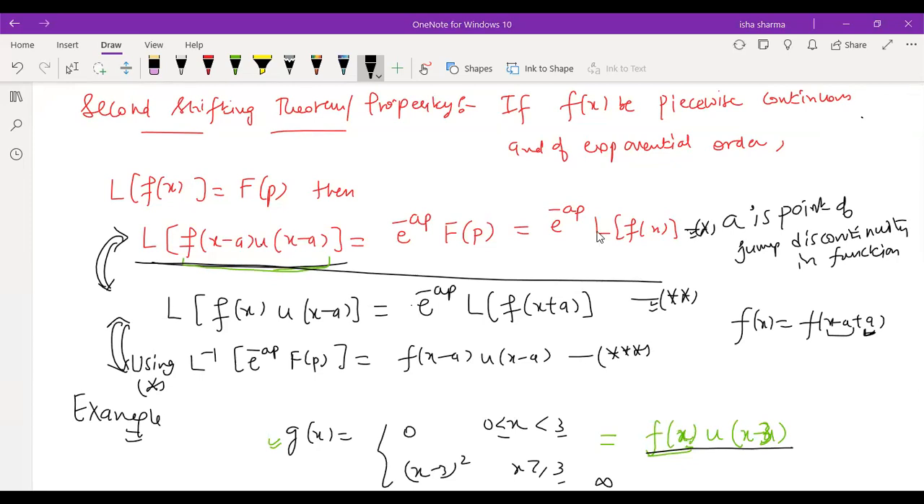Okay, let me just ask. Yes, Uday. Ma'am, here in the double star formula, when we put x plus a instead of x, in u of x minus a, it would change to u of x, no? No, that's not going to change. That's not going to change.